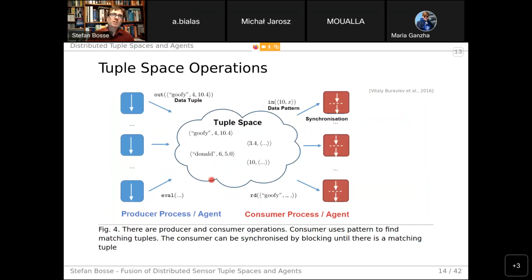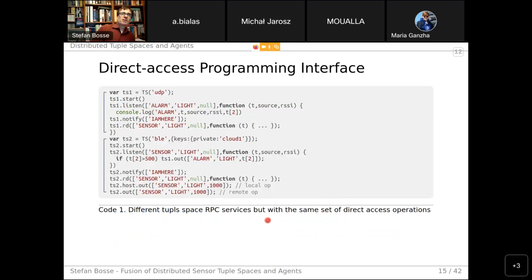Here you see the basic operations, well known, for example, from Linda, 30, 40 years ago. It's a well-known distributed communication paradigm. We have out operations that store tuples in the tuple space, and we have input operations that consume, or read operations that copy, data tuples from the tuple space. That is the basic concept. We have on the left side producer process agents, and on the right side consumer process agents. And the roles can be vice versa. It's not fixed.